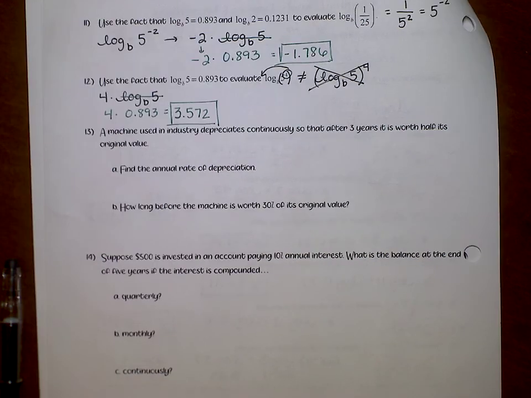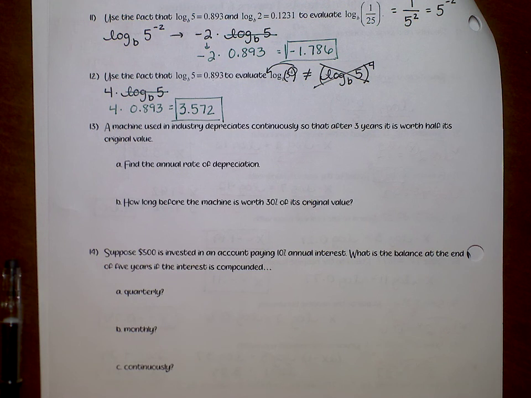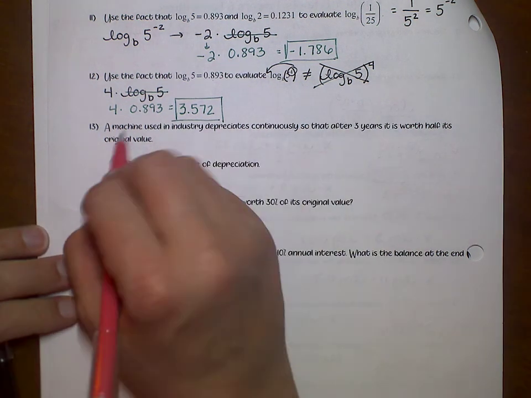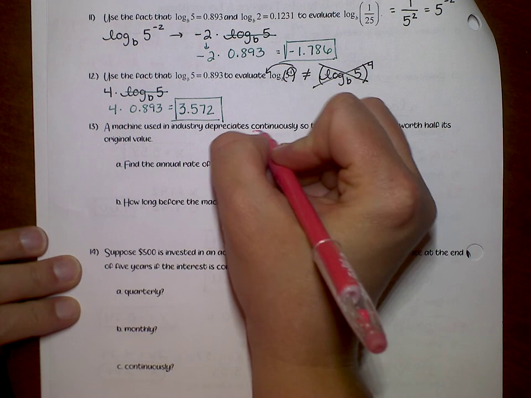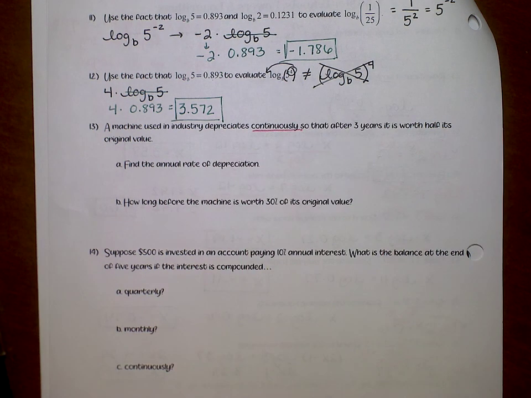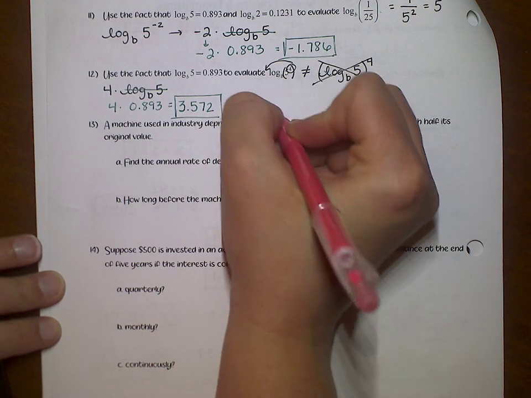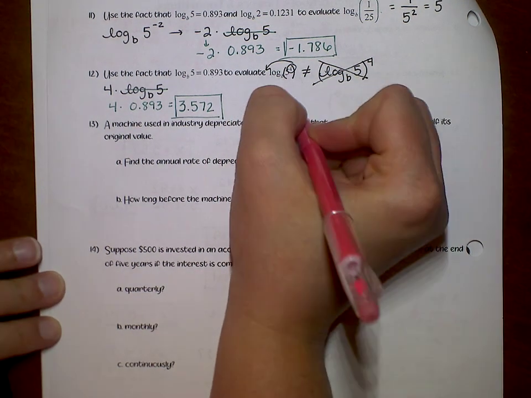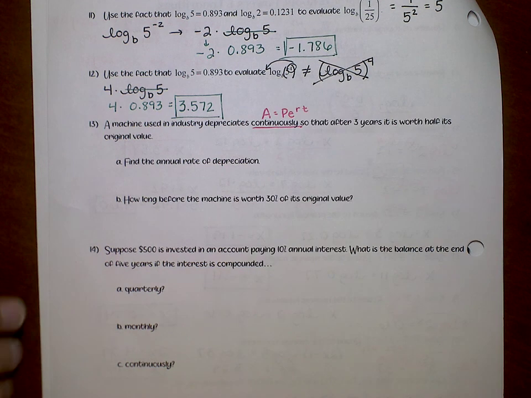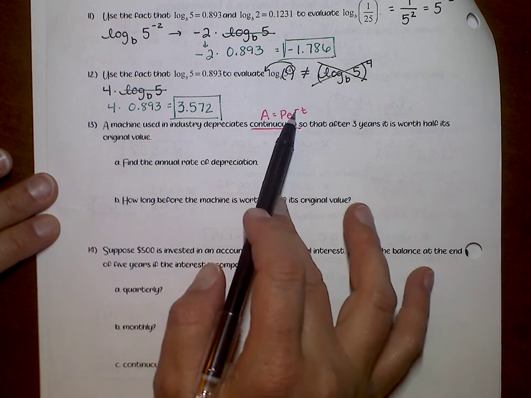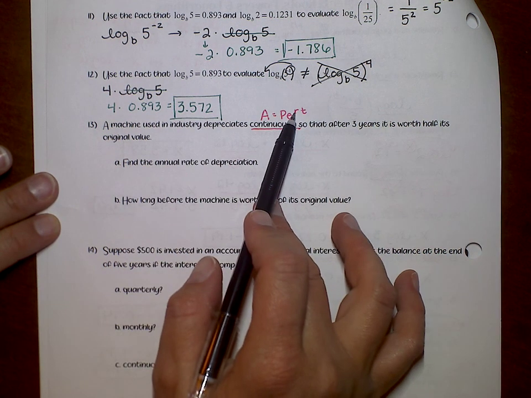Okay, let's look at number 13 here. I want to point out a key word here in 13. It says this machine depreciates continuously so that after 3 years it's worth half its original value. That word continuously means that I'm using the continuous growth formula, which is P e to the power of rt. Continuous growth uses e. So this question, find the annual rate of depreciation, means we're really trying to find what r is.